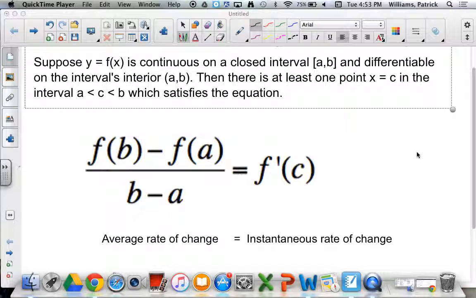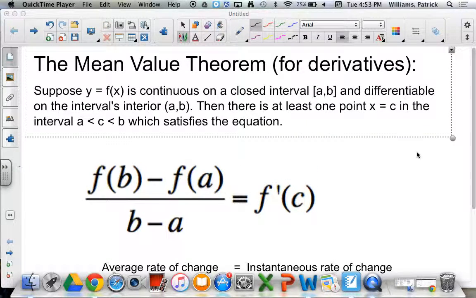Hey everyone, so in today's video we're going to be talking about a very important theorem in calculus that is called the mean value theorem. It's actually kind of a two-part theorem. There's one part as it applies to derivatives and there's one part as it applies to integrals.